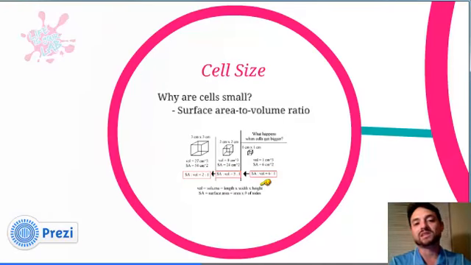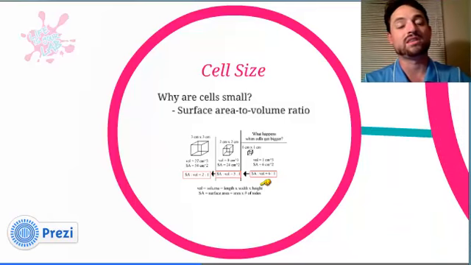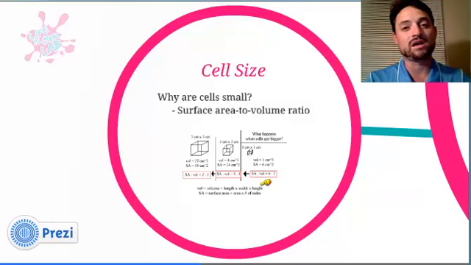So there we have why cells are the size that they are. With a larger cell, there's a point where information just can't be communicated properly in an environment. So that kept cells small evolutionarily.